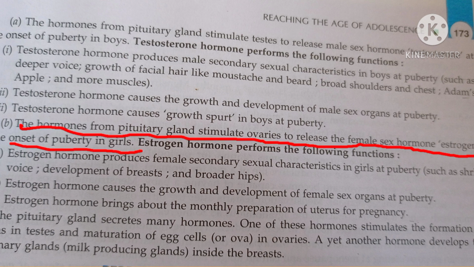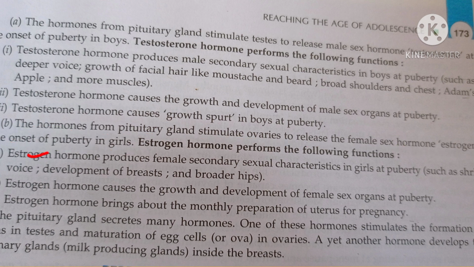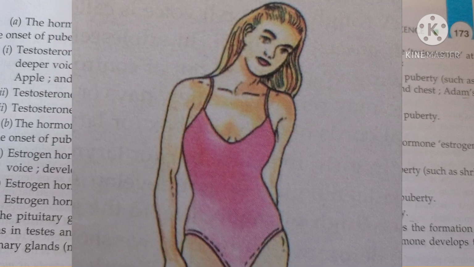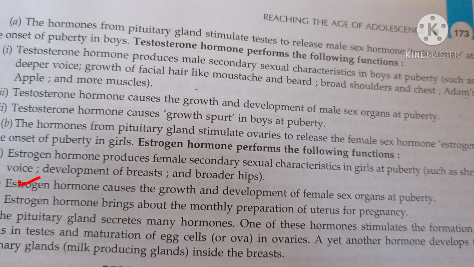The hormones from pituitary gland stimulate ovaries to release the female sex hormone called estrogen at the onset of puberty in girls. Estrogen hormone performs the following functions. Number 1. It produces female secondary sexual characteristics in girls at puberty, such as shrill voice, development of breasts, and broader hips. Number 2. Estrogen hormone causes the growth and development of female sex organs at puberty. Number 3. Estrogen hormone brings about the monthly preparation of uterus for pregnancy.